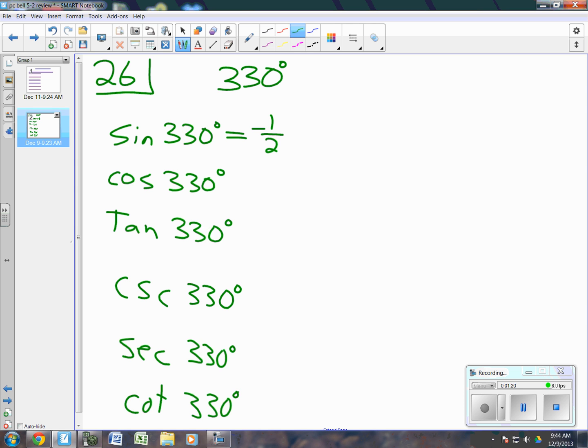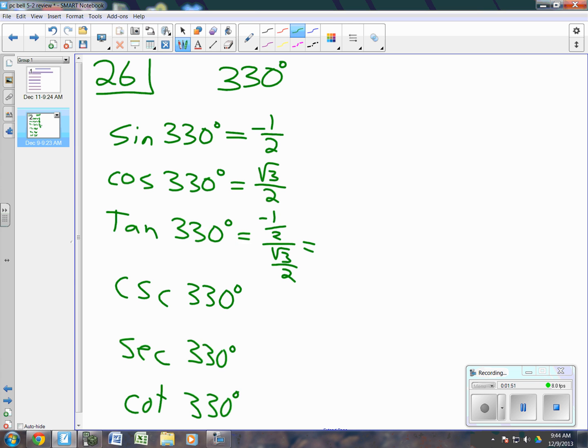Okay, cosine of 330 degrees is defined to be what? The x-coordinate, which is square root of 3 over 2. Tangent is defined to be what? Y over x. Well, we already know that y is -1/2. We know that x is square root 3 over 2.